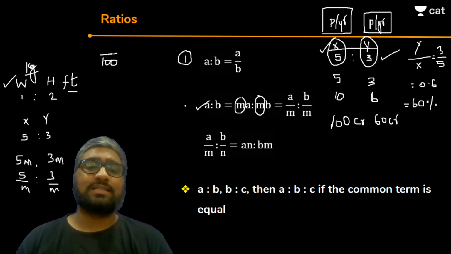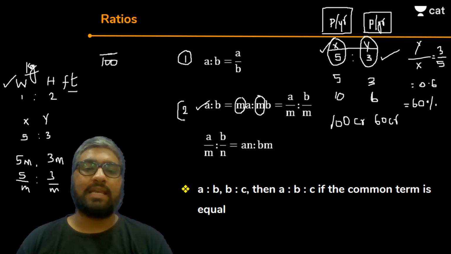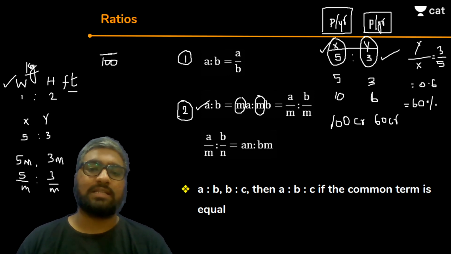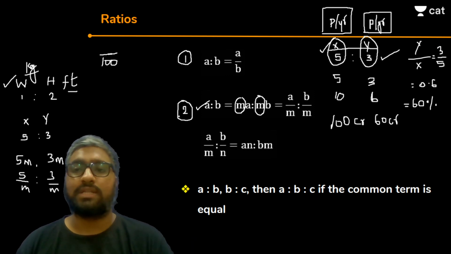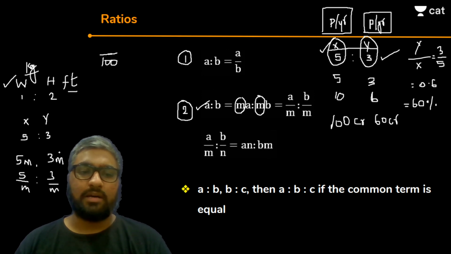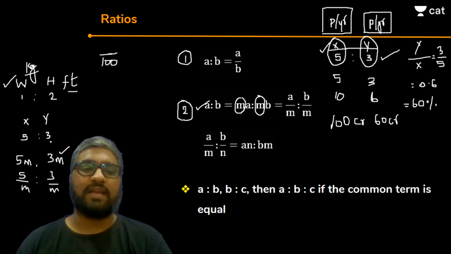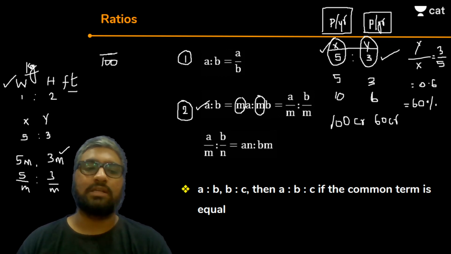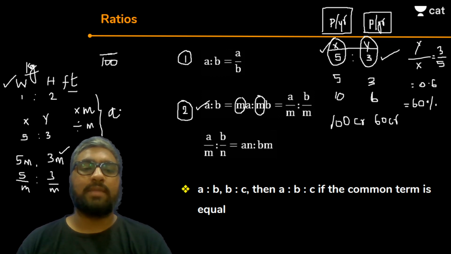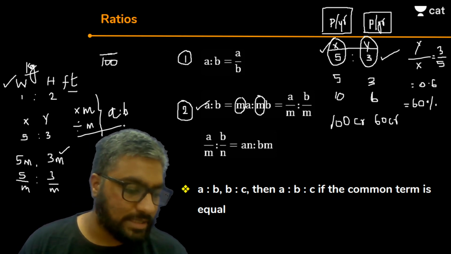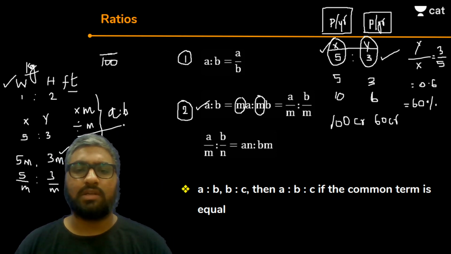Got it? So this particular step shows that any multiplication or division done to the ratio, provided it's done to both terms with the same number, does not change the ratio. So if I multiply both 5 and 3 with 2, 10, 20, whatever, the ratio would still remain the same. So when you multiply by M or divide by M, the ratio still remains the same as A is to B. That's the key point here. Just the basics, nothing serious here.